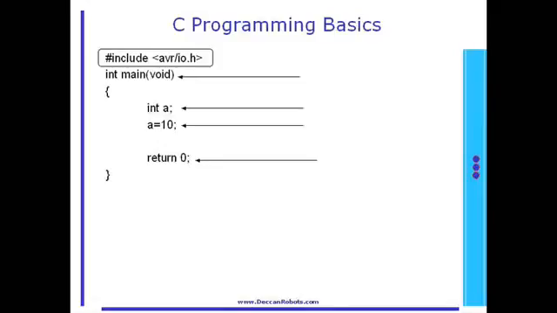Semicolon indicates termination of the line. Curly brackets indicate the scope of a function or module. You should follow these conventions while writing your program.